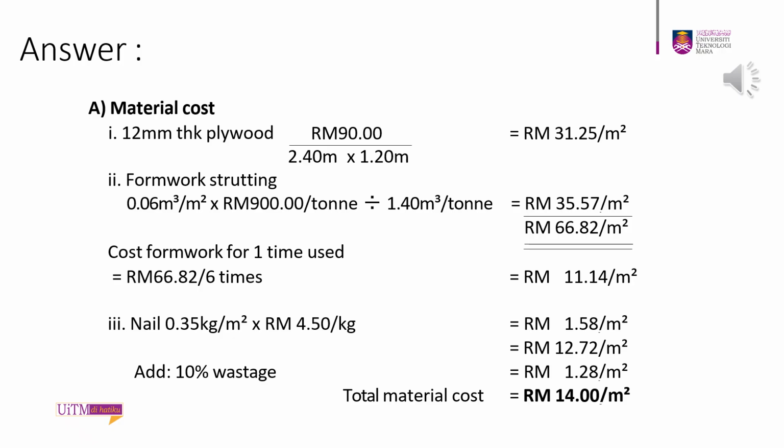Since the formwork can be reused 6 times, the cost per use becomes 11.14 ringgit per square meter. The nails cost 1.58 ringgit per square meter. Adding everything together gives 12.72 ringgit per square meter. Finally, we include 10% wastage, which adds 1.28 ringgit per square meter. So the total material cost for the formwork is 14 ringgit per square meter.